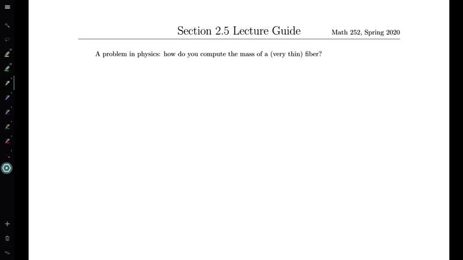Hi everybody, and welcome to section 2.5, where we're looking at some of the physical applications of integrals. Now, a little disclaimer here, I am not a physicist. I certainly know some physics, and enough to teach this section, but it's not my area of expertise, and so I'll probably have fewer insightful things to say about some of this material.